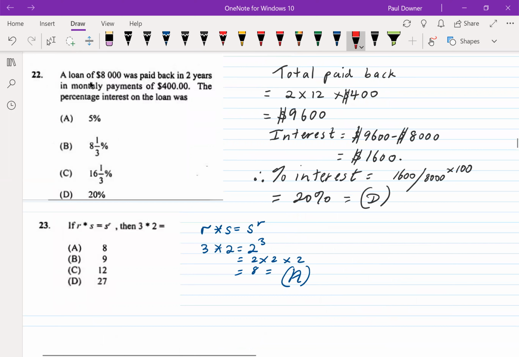22, a loan of $8,000 was paid back in 2 years, in monthly payments of $400. The percentage interest on the loan was. Okay, but if he's paying back monthly payments of 400 and he's doing it in 2 years, how many months of payments would he be making? Well, 2 years at 12 months per year, it would be 2 years by 12 months. That's actually 24 months, right?